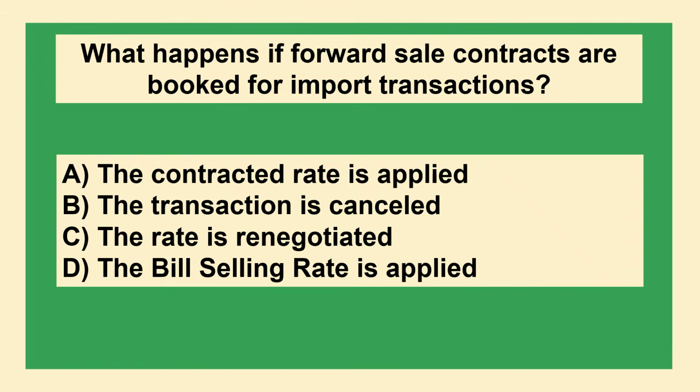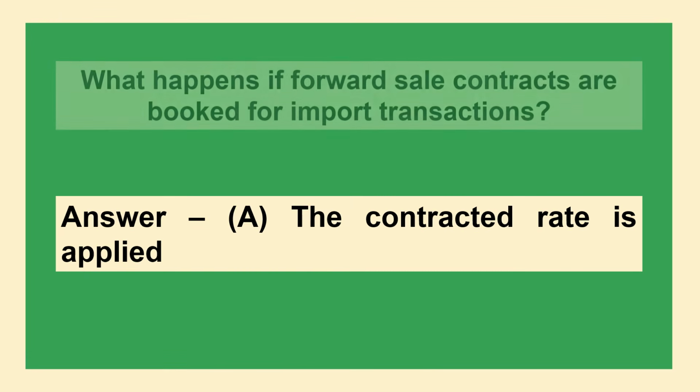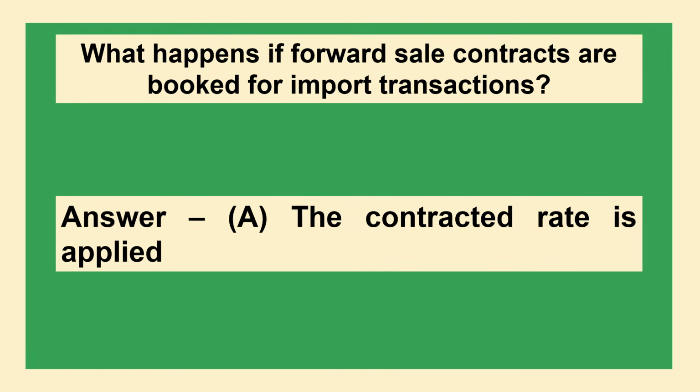Question. What happens if forward sale contracts are booked for import transactions? Option A. The contracted rate is applied. Option B. The transaction is cancelled. Option C. The rate is renegotiated. Option D. The bill selling rate is applied. Answer. Option A. The contracted rate is applied.